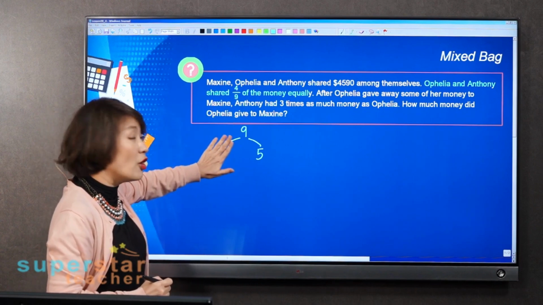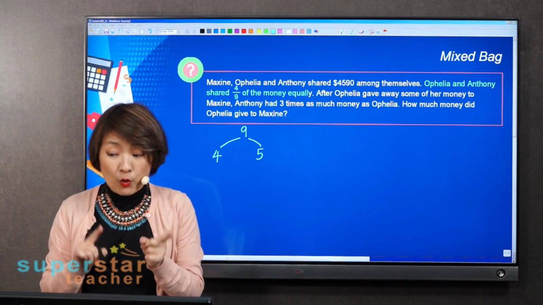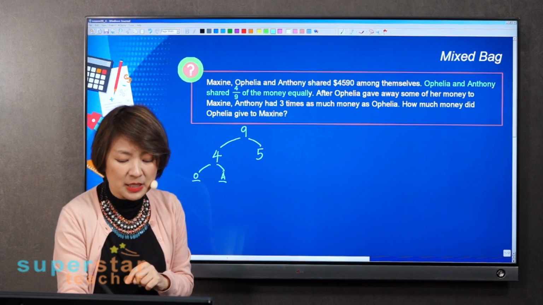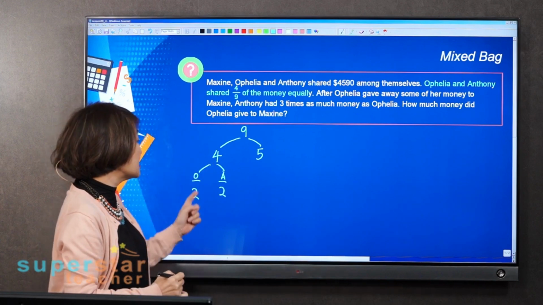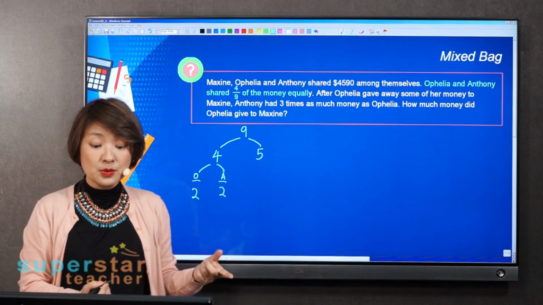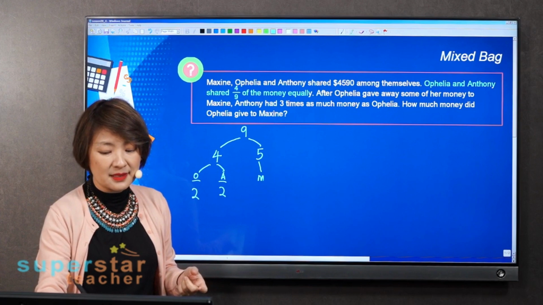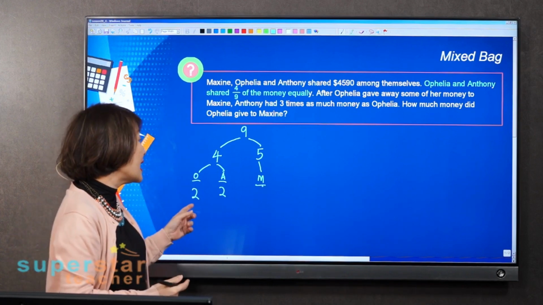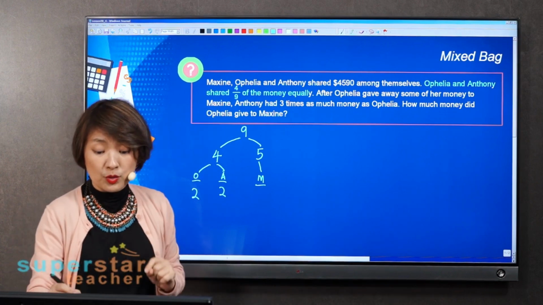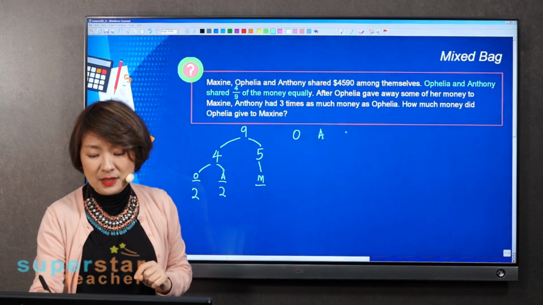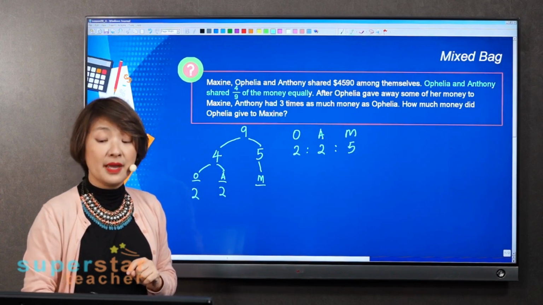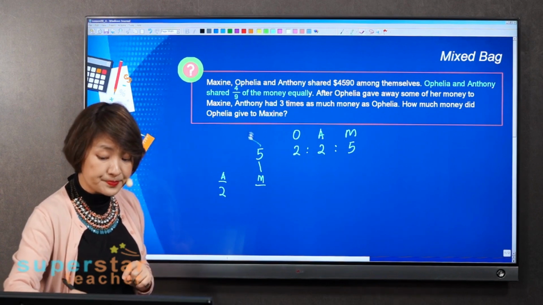Now, this group that is 4 units is shared equally by Ophelia and Anthony. So, shared equally means Ophelia and Anthony, each one has 2 units. Does it make sense? Half. Then this one, who does it belong to? The other person. Who's that? Well, it's actually Maxine, right? So you actually can tell the ratio. From this one sentence, you can conclude that Ophelia to Anthony to Maxine is 2 to 2 to 5. So that's what you can conclude.